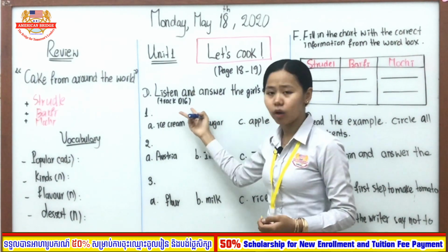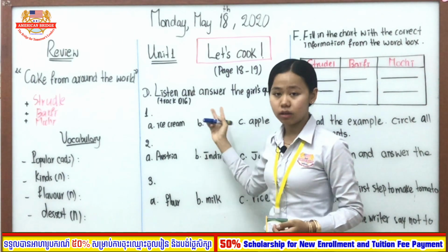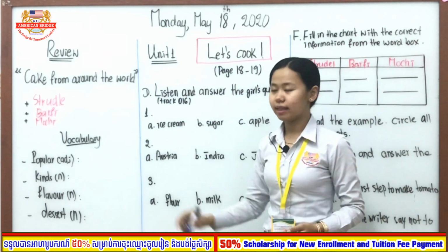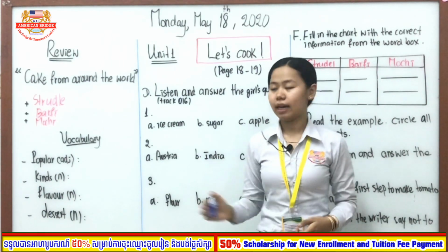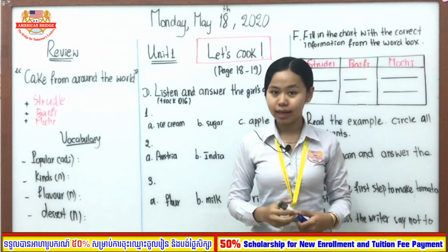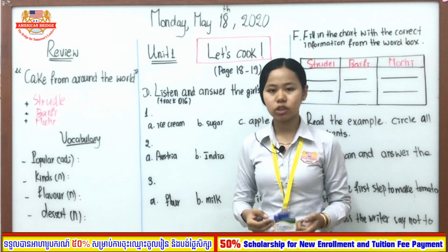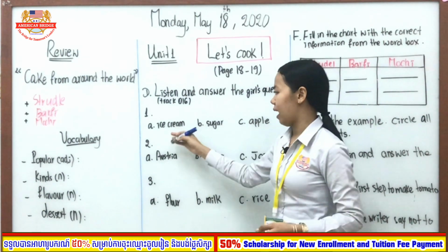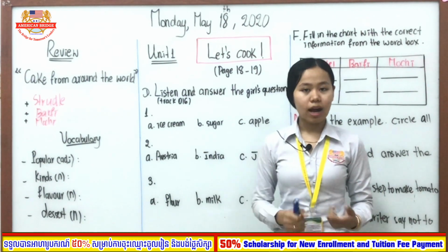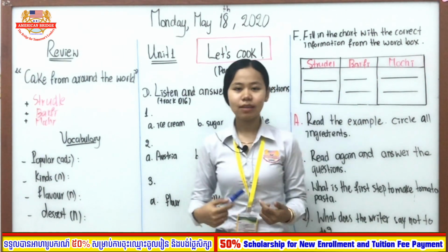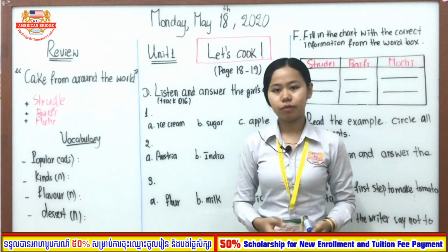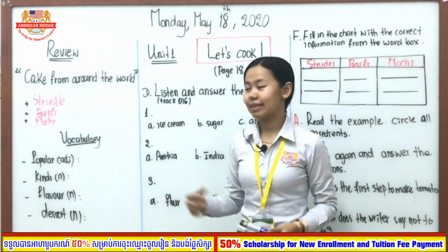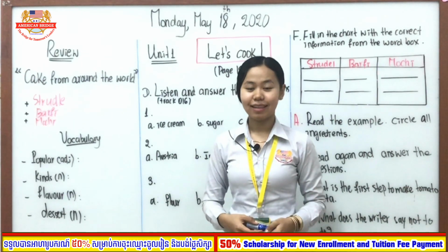For example, number one, what did the girl ask? And number two, number three, and then we move on to the answer. So try to listen to the questions that the girl asks first, and then we can find the correct answers. Teacher gives you 3 minutes to work on this listening. So now let's go.